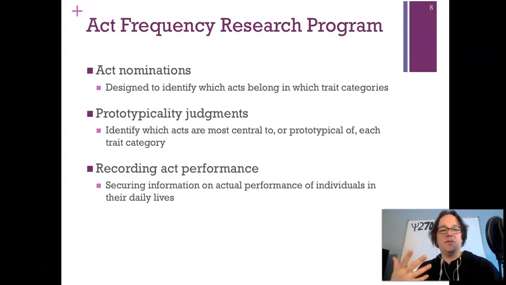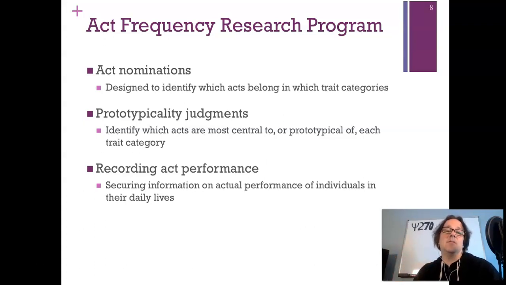Well, the next step would be to make what's known as prototypical judgments, right? So prototypicality judgments. So the second step in this type of research program or protocol here involves identifying which acts are most central or most prototypical of the trait category. So going back to our initial example of impulsivity, what acts are most prototypical? And when we mean prototypical, it means what are kind of the first things that you think of when you think of impulsiveness, right? What comes to mind first? So these would be the first acts that come about.